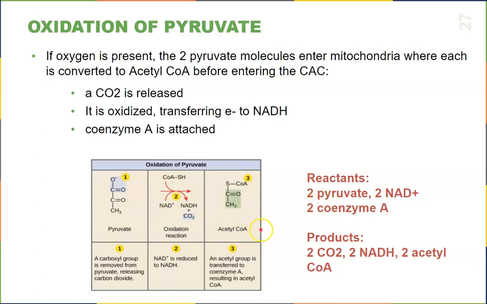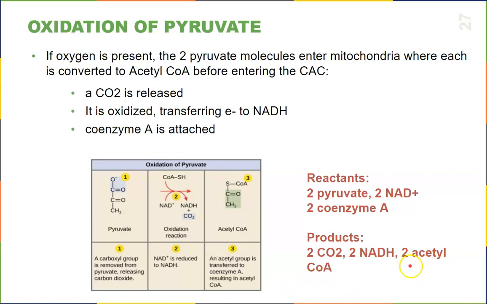We have 2 pyruvate, so this happens twice, okay? So this happens for each pyruvate molecule created from glycolysis. So we need 2 pyruvate, we need 2 NAD, and we need 2 CoA molecules, which are an enzyme. So our products are CO2, which is a waste product. So every time you exhale, you can think about the formation of acetyl-CoA. We also create 2 NADH, which go on to the final step of cellular respiration. And then we make 2 acetyl-CoA, which are going to enter the Krebs cycle.